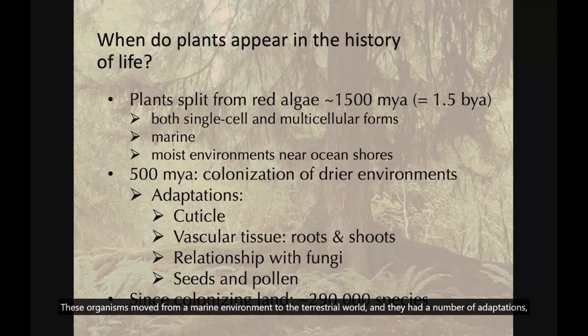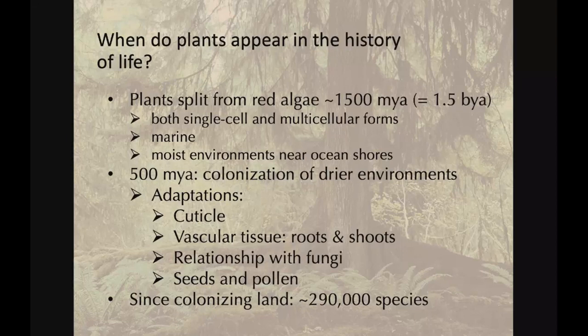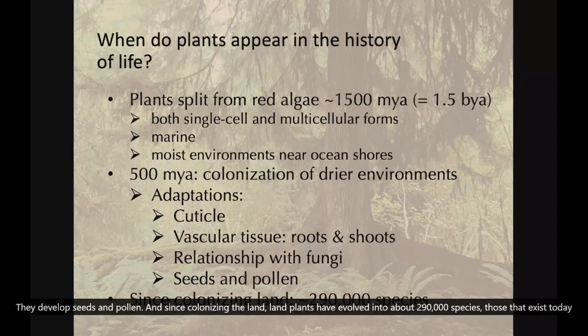And they had a number of adaptations, including a cuticle, which is a waxy covering to keep them from drying out. They developed vascular tissue. They developed a relationship with fungi, which we'll see later on. Almost all plants have fungi associated with them in their roots. They developed seeds and pollen. And since colonizing the land, plants have evolved into about 290,000 species, those that exist today still.